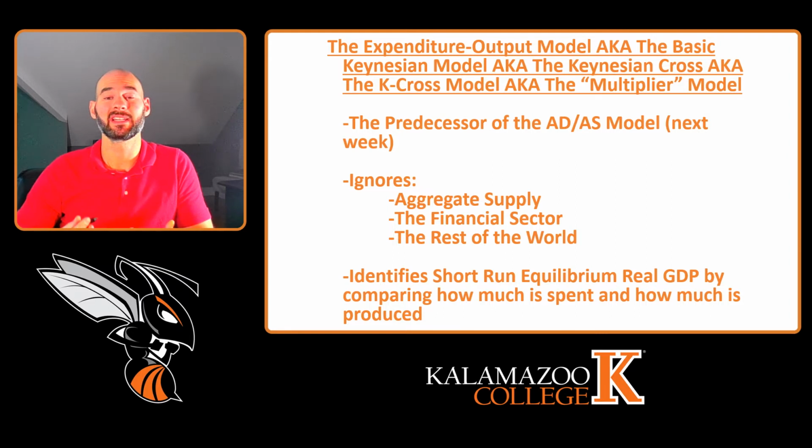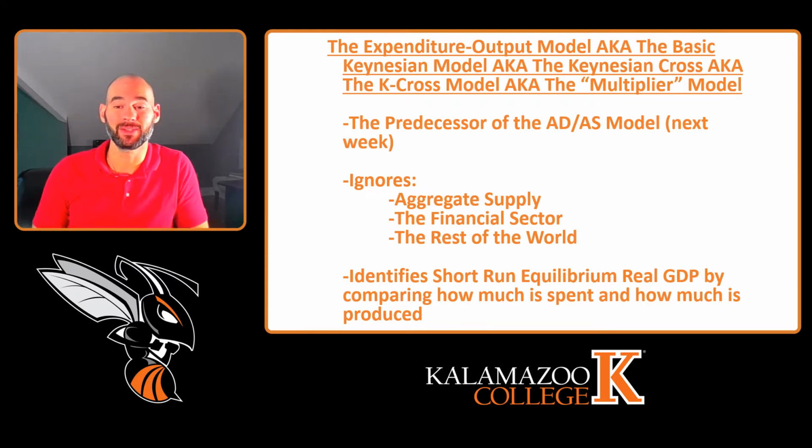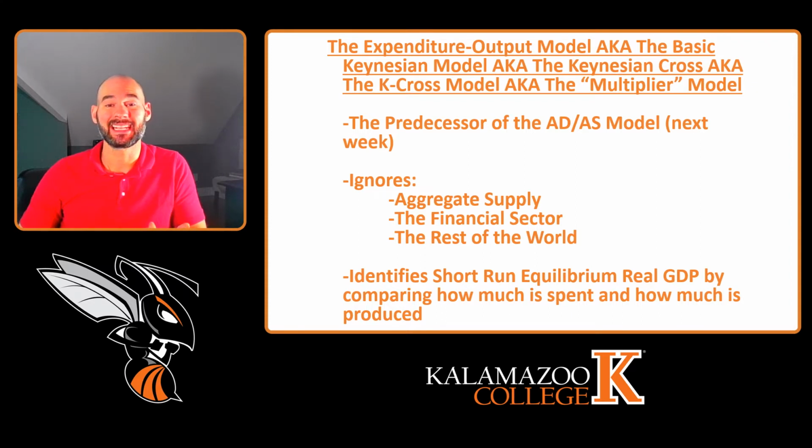So this first model that we're going to consider, which hopefully you've been reading about in the appendix in the textbook, is the expenditure output model, which goes by a lot of different names that we'll probably use, such as the basic Keynesian model, the Keynesian cross model, the K-cross model, and the multiplier model. So anytime we use any of these terms, we're going to refer to this same model, which we're going to cover right now. And this is the predecessor of the aggregate demand, aggregate supply model, which we'll cover next week or perhaps the week after.